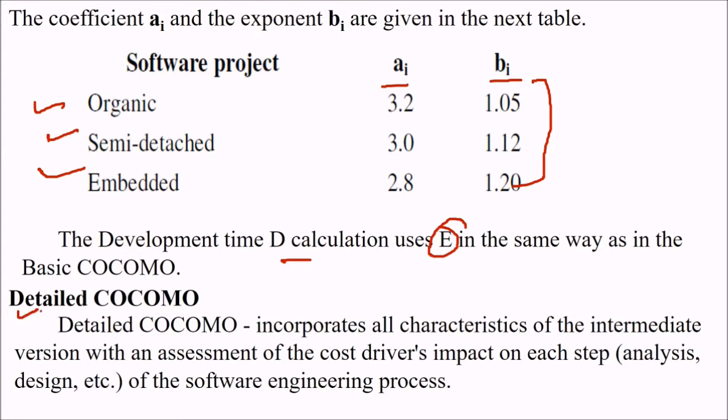What about the detailed COCOMO? Detailed COCOMO incorporates all the characteristics of the intermediate version with the assessment of cost driver impact on each step of the software engineering process, for example, analysis, design. So the impact on each step is also taken care of. So this is just the variation that at each stage the impact is to be assessed.